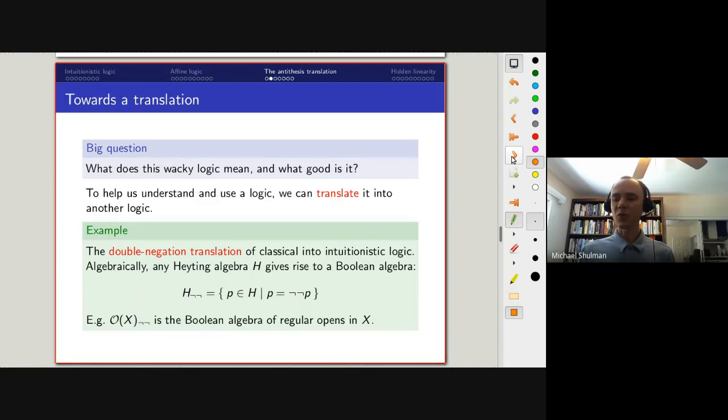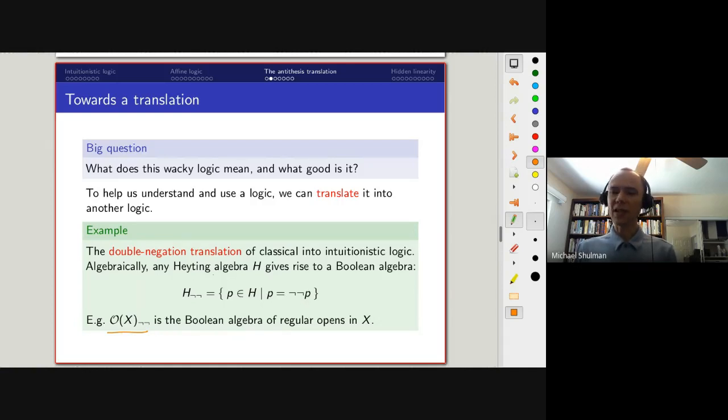And I can express that algebraically by saying that if I have a Heyting algebra, then I can construct a Boolean algebra from it by looking at the elements that are fixed by double negation. So for instance, if I start from the open set lattice of a topological space, then this gives me what are called the regular open sets, the ones which are the interior of their closure, I think, is the way of saying it topologically.